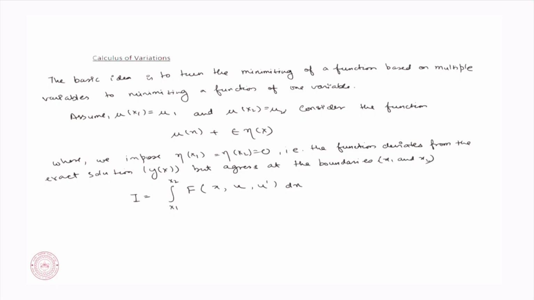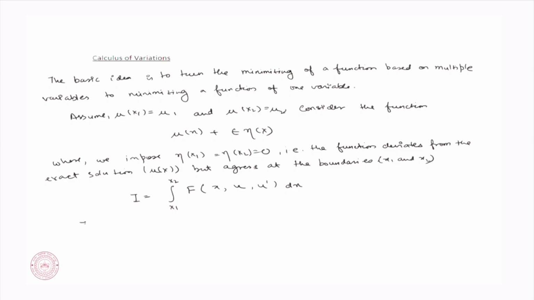Again over here is u of x. All right. So, our integration is from x1 to x2 of our functional F, which depends on x, u and u prime. Okay. u is a function, u prime is a function, F is a function of functions, that is a functional. Okay. All right.